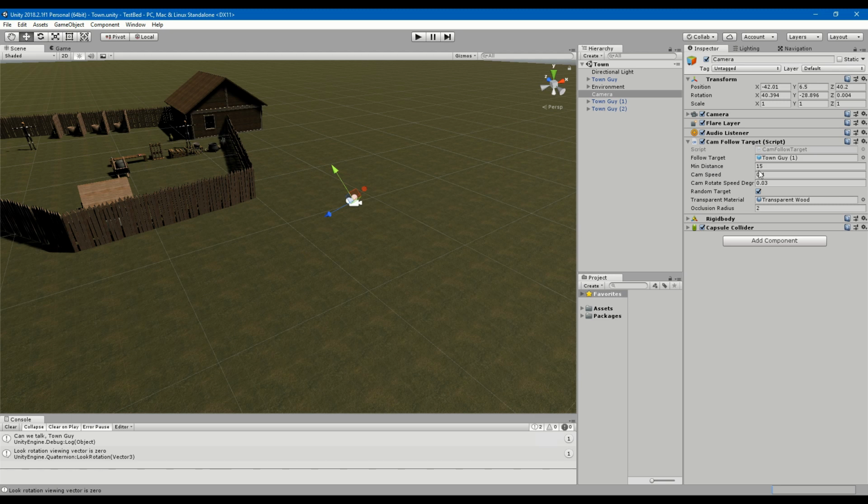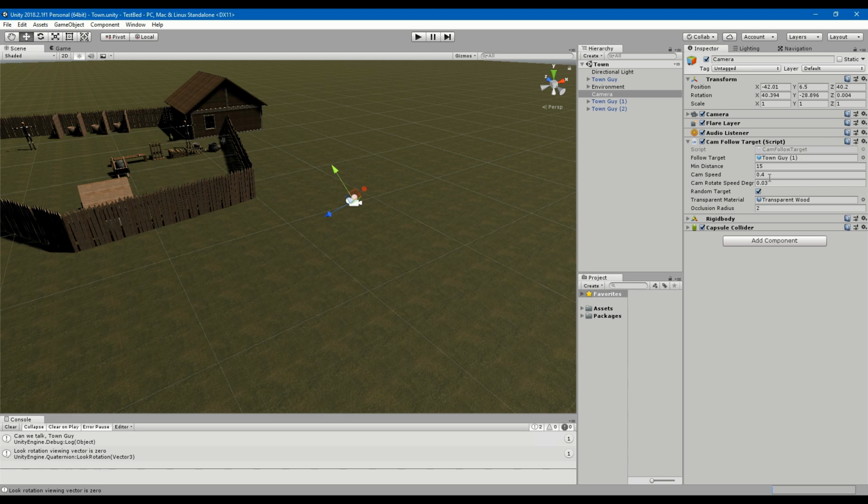The minimum distance here is in units. How far away should the camera be, but never closer than this? So basically, it's never going to be any closer than 15 units away. So it's going to keep its distance, in other words.